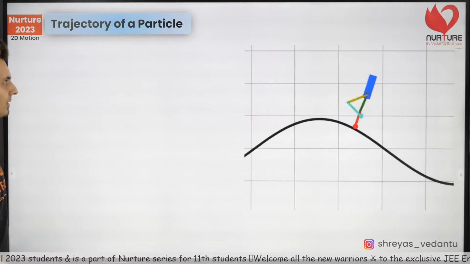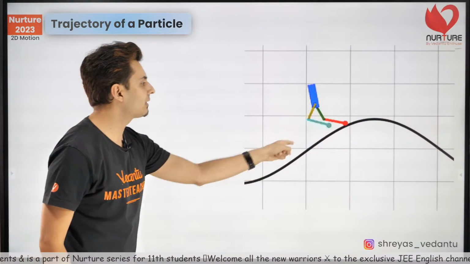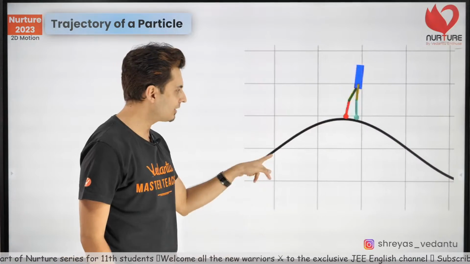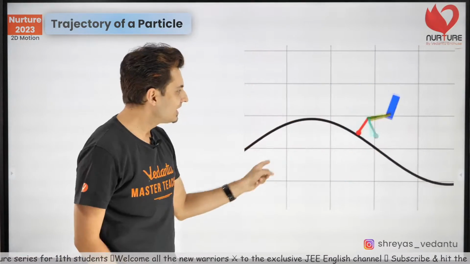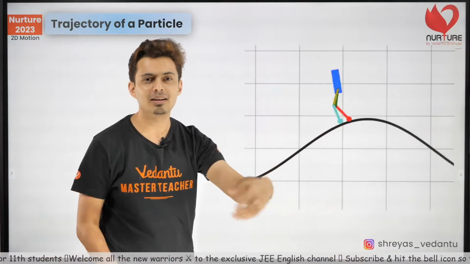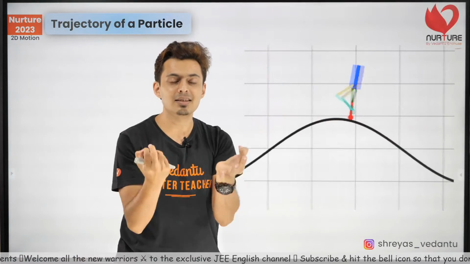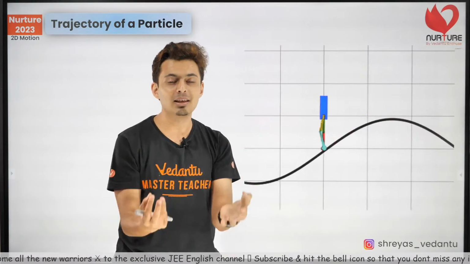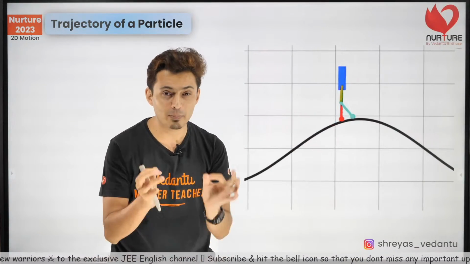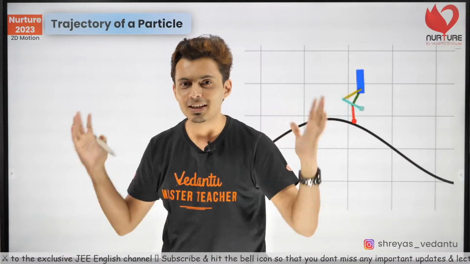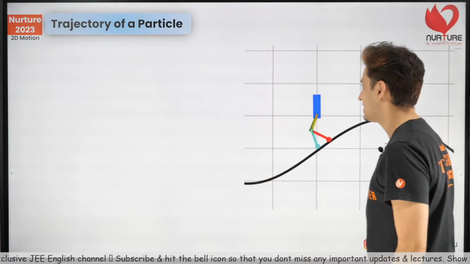Okay, let's focus on the session. Trajectory means the path. This dude out here is going along a path. So guys, the path taken by a particle is called a trajectory. It's nothing but a fancy mathematical term for the word path. Yes, so path is nothing but a simpler version of trajectory.